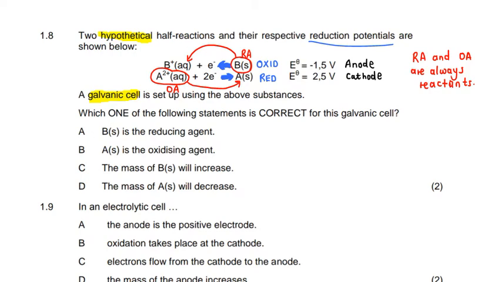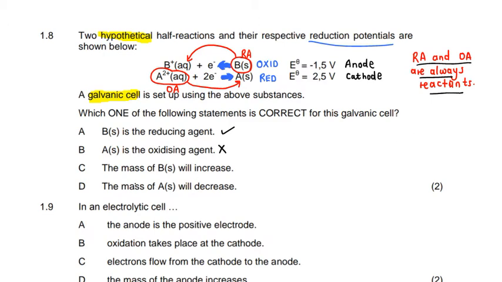Option A says B solid, right, is the reducing agent. Yes, it is, most definitely. Okay. A solid is the oxidizing agent. No, it's not. Like we identified, the A plus ions are the oxidizing agents, and how you basically get your head around that is just to remember that oxidizing agents and reducing agents are always reactants.